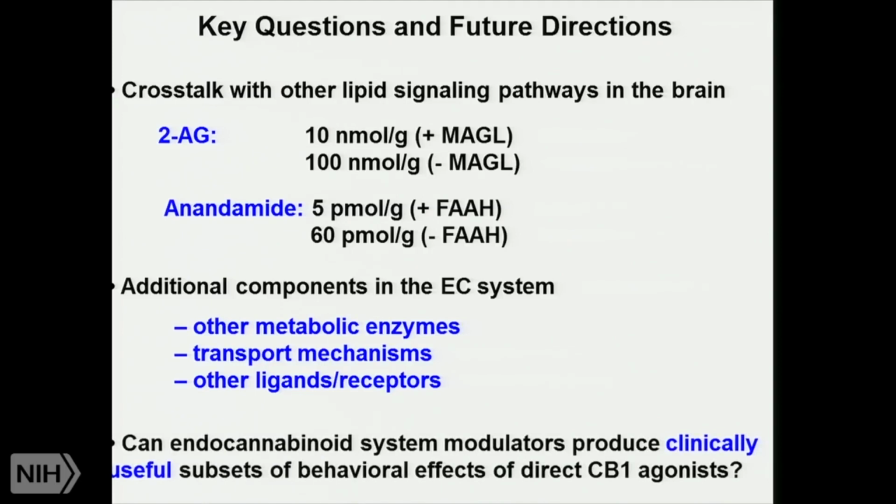And finally, I think as Daniele will summarize later, one question that we all have at the forefront of our minds is whether endocannabinoid system modulation can produce a clinically useful subset of the behavioral effects of direct cannabinoid receptor agonists. And I realize that most of the meeting the next day or two will be about direct cannabinoid receptor agonists, but I think it's worth keeping in mind that many of the most transformative drugs that we've used in the nervous system are not direct exogenous agonists of receptors. Rather, they are ligands that perturb the uptake, degradation, or production of endogenous transmitters.